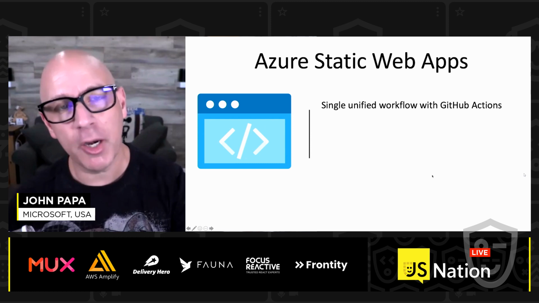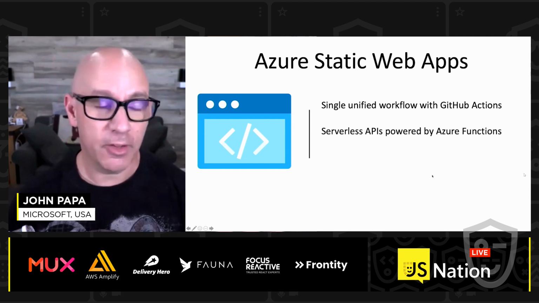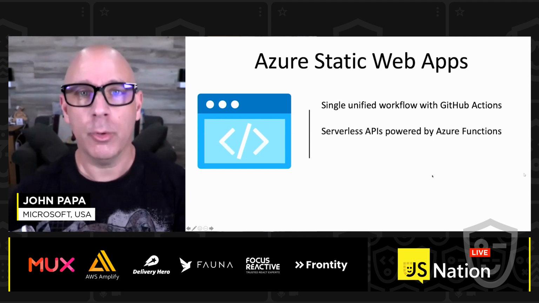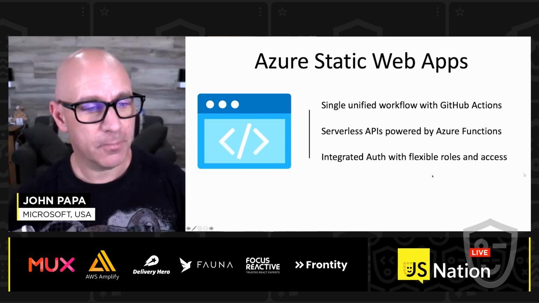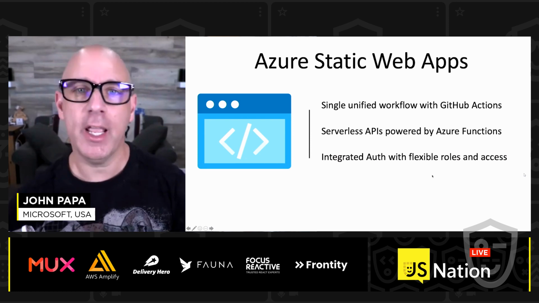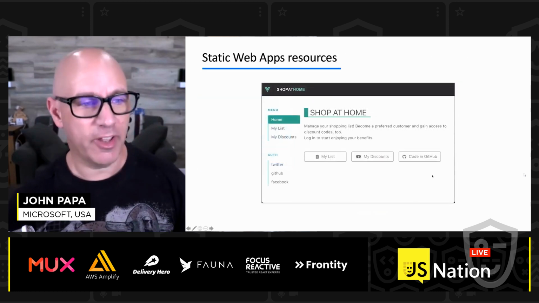You get that single unified workflow through GitHub Actions, serverless APIs if you want them with Azure Functions. If you don't have APIs with serverless, you don't have to use them. And it's integrated with authentication and authorization for roles and access.